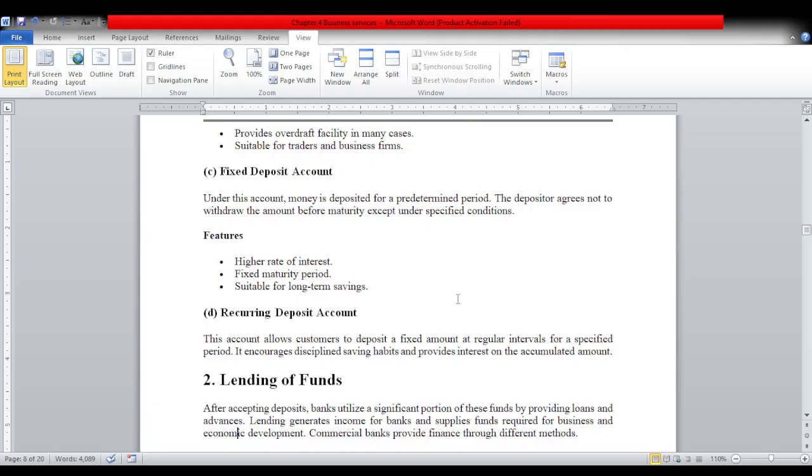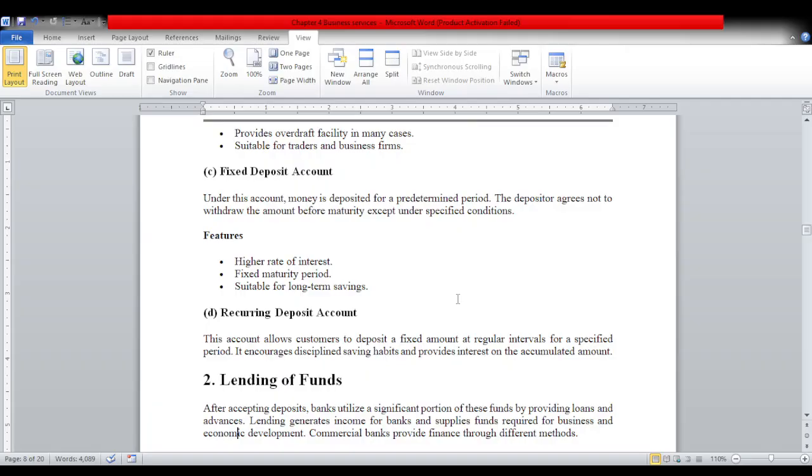So a fixed deposit is a one-time deposit that will continue for a particular time period until it matures, and a recurring deposit account will allow you to deposit a certain amount of money on a regular or recurring basis, which also earns interest on this account.